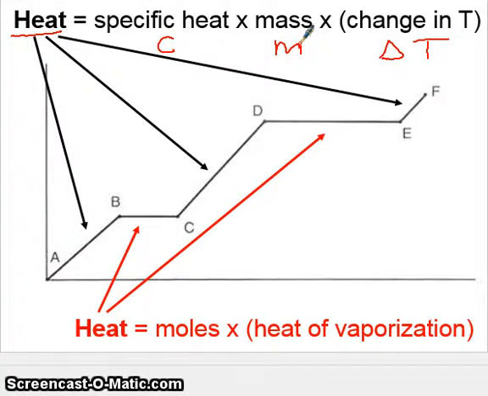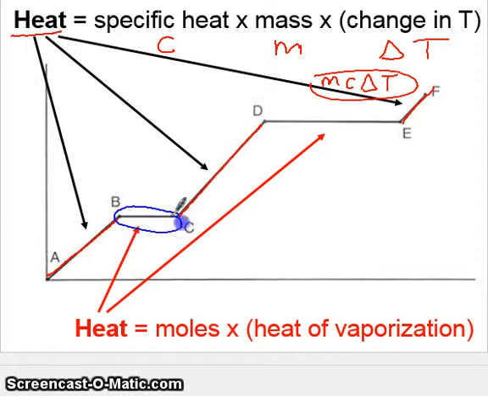And sometimes it's called the MCAT equation, because what they do is they put mass first, and it's easy to remember. There are three portions to this equation because it refers to the three diagonal portions of the heating curve, which makes sense. The other equation says heat equals moles times heat of vaporization.